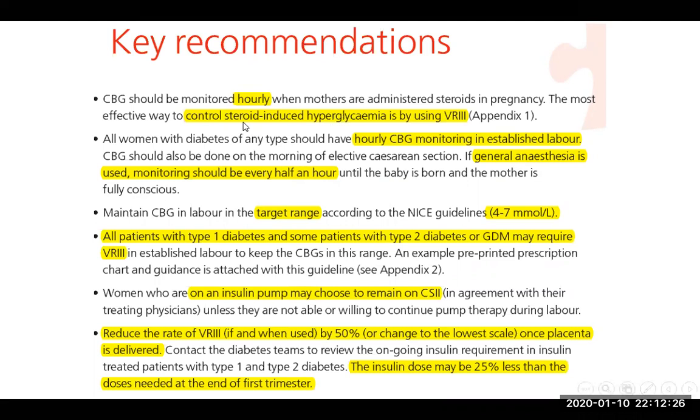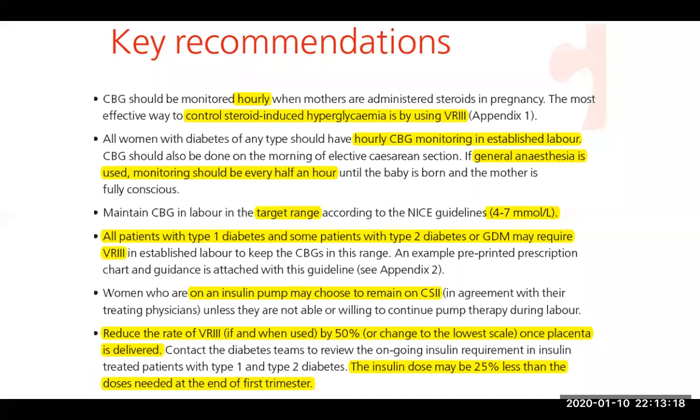Any patient who received steroids or has steroid-induced hyperglycemia mostly needs a variable rate intravenous insulin infusion. The target range of blood glucose during delivery is between 4 and 7. All patients with type 1 diabetes and some patients with type 2 diabetes or GDM may require a variable rate intravenous insulin infusion during delivery. A continuous insulin pump may be chosen to remain during delivery. And of course, we must reduce the rate of variable rate intravenous insulin infusion by 50% once the placenta is delivered. This is for type 1 or type 2. But for GDM, we must stop all medication once the placenta is delivered.